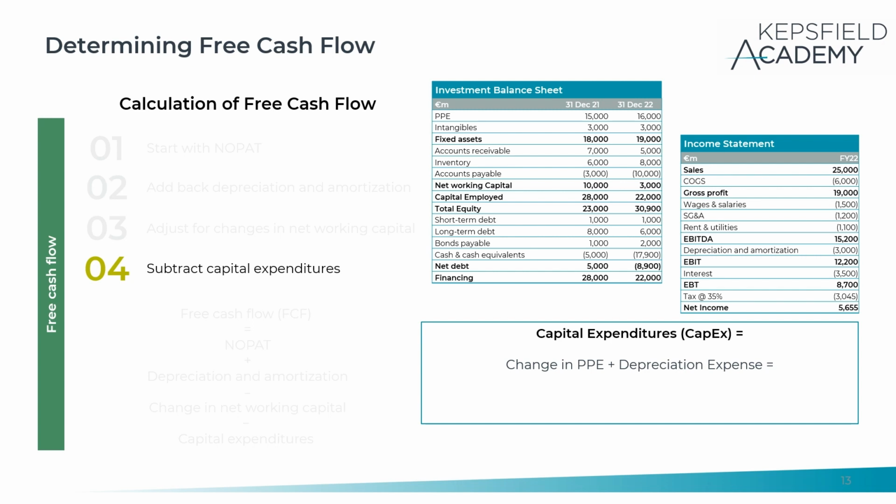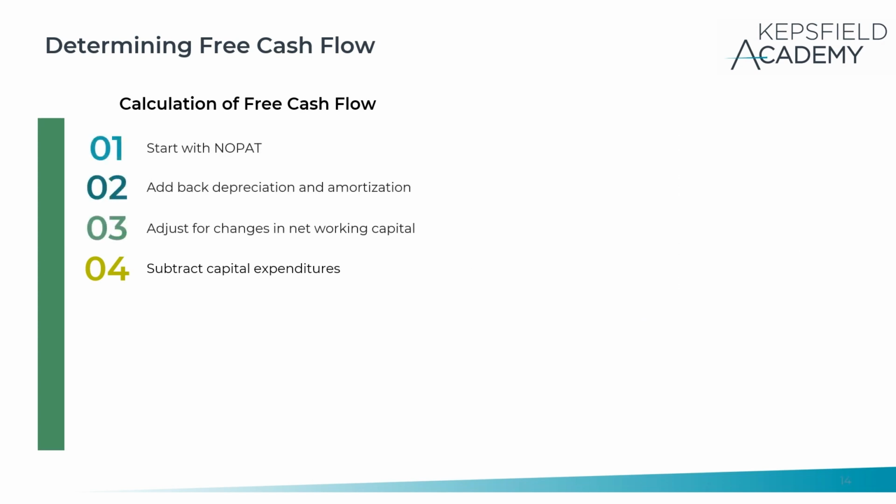Capital expenditure is equal to the change in PP&E plus the depreciation expense. The change in PP&E is calculated as ending balance of PP&E minus beginning balance of PP&E. From the investment balance sheet, we find that the net balance of fixed assets increases by 1 billion euros. The depreciation is 3 billion euros. Therefore, capital expenditures in 2022 were 1 billion euros plus 3 billion euros in depreciation, which makes 4 billion euros. This is a cash outflow.